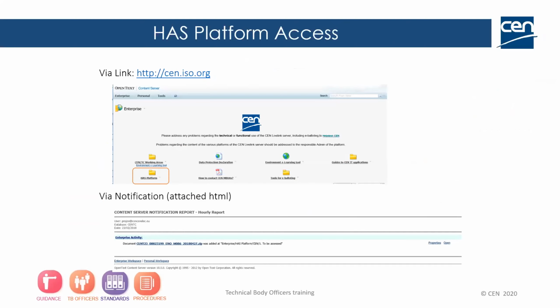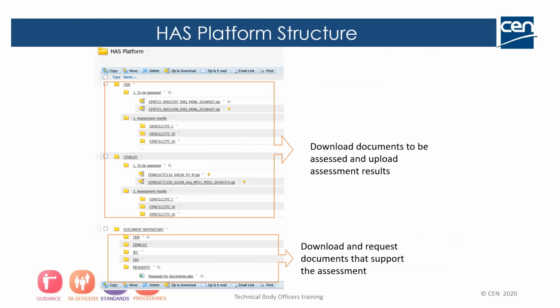Now, another element of operation, which is important for you: how are we collaborating with Ernst & Young? In terms of documentation, we use our LifeLink platform. We have a dedicated HAS platform within the CEN LifeLink platform where we upload all the documents that we ask Ernst & Young to assess. We structure the provision of the assessment by CEN and by CENELEC.